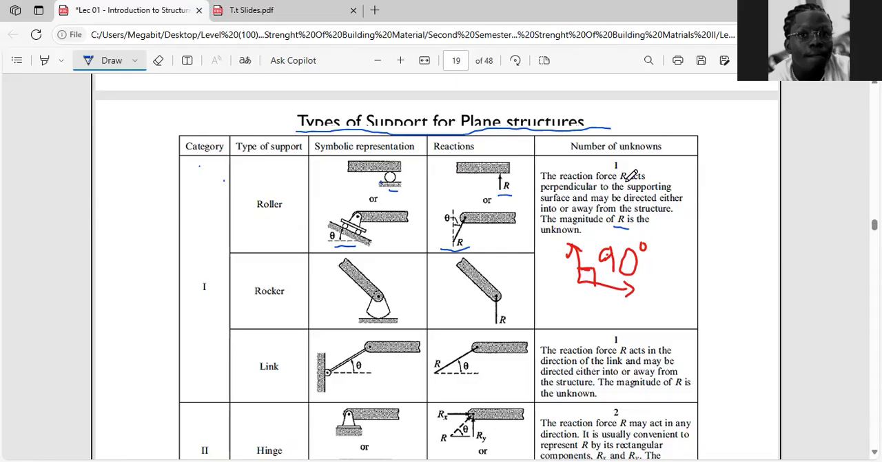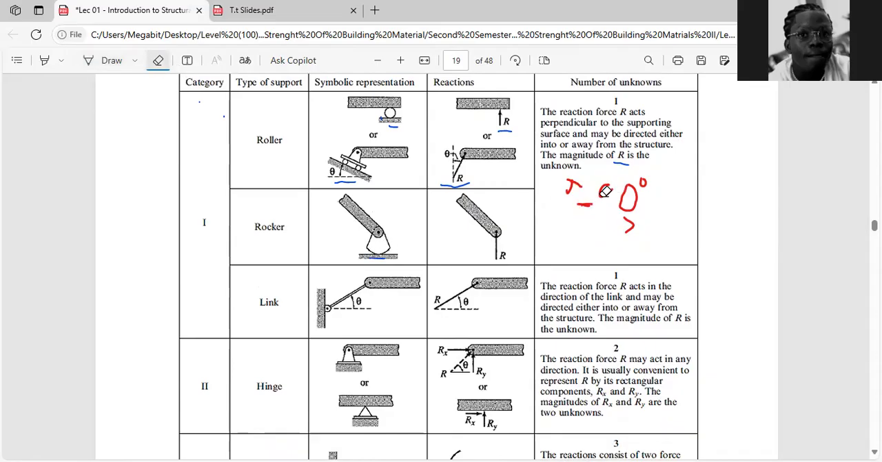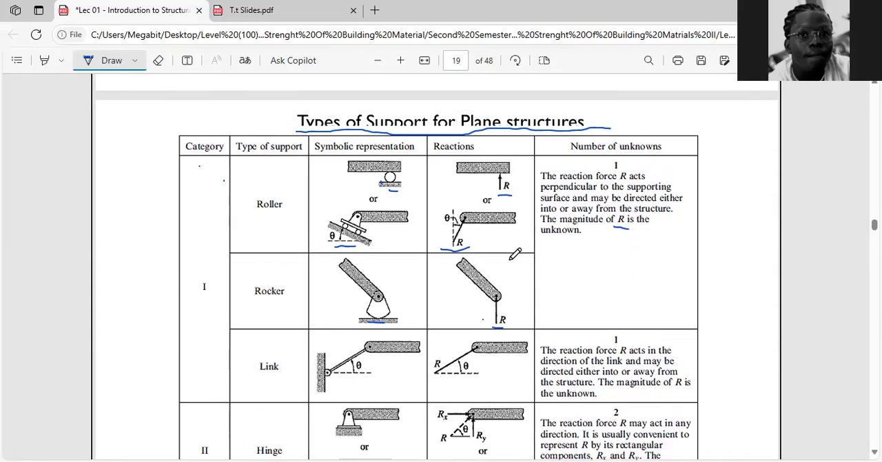We are saying the reaction force R acts perpendicular to the supporting surface and may be directed either into or away from the structure. The magnitude of R is the what? Unknown. So this is how the rocker support also looks like. And this is the reaction. It also has the same number of unknowns as the roller support.